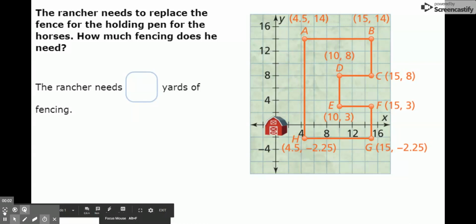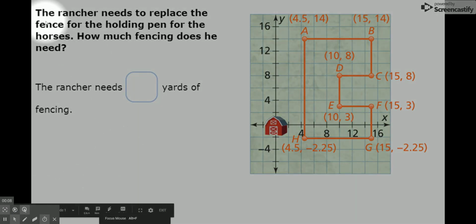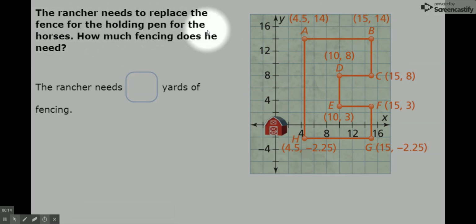Okay, so in this video, I want to talk about polygons on the coordinate plane. Specifically, this question here, when we look at this polygon over here. The rancher needs to replace the fence for the holding pen for the horses. How much fencing does he need?